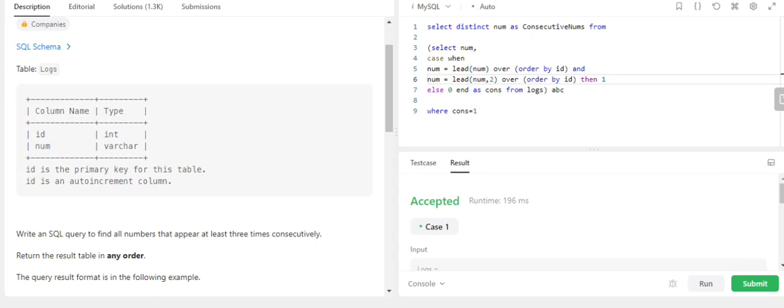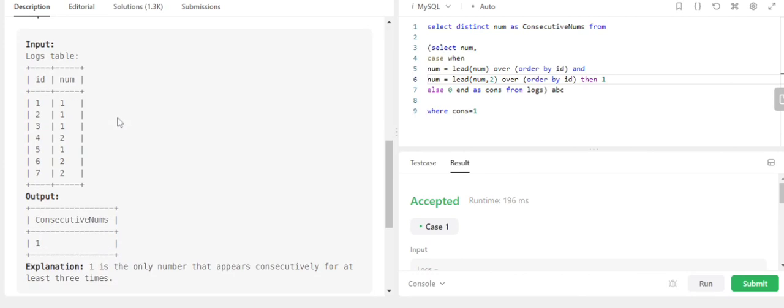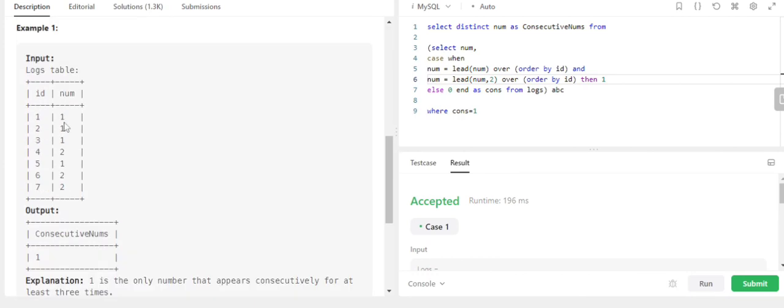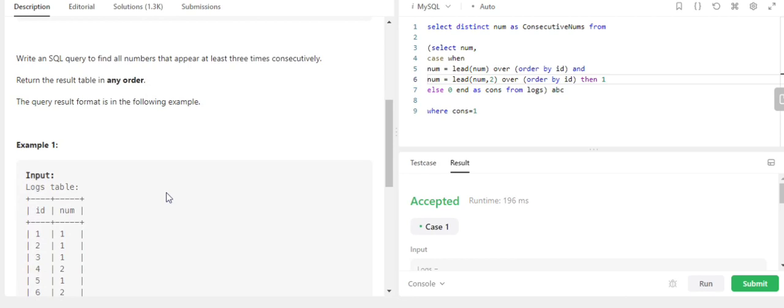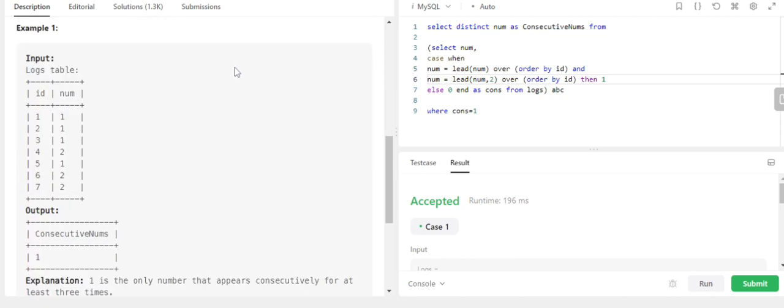If you don't know what a subquery is, it is nothing but a SQL query whose results would be used by another query, as you will see here. So we will first focus on this parenthesis part. Select num. Here you can see the input table: 1 1 1 2 1 2 2. The expected output is consecutive num 1, because in the first iteration 1 appears thrice, and this is the goal of our problem, at least thrice consecutively. Then we'll consider it as an output, a consecutive number.